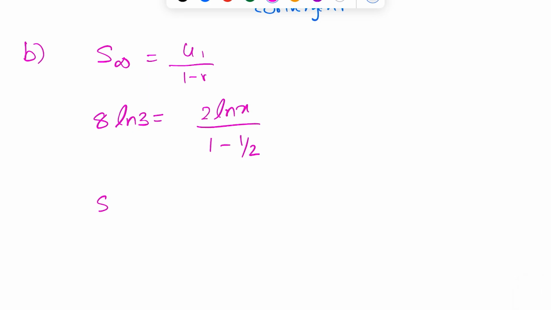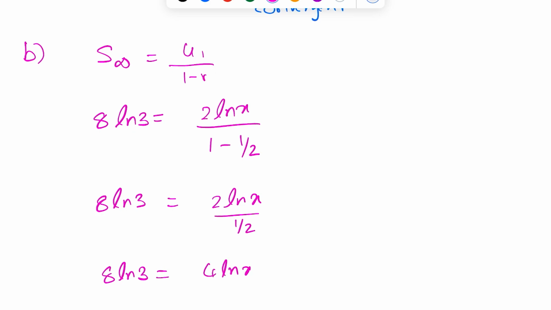So what does it become? 8 ln 3 equals 2 ln x upon 1 minus 1 upon 2, which is 1 upon 2. So 8 ln 3 equals 4 ln x. So ln x equals 2 ln 3. So ln x equals ln 3 square. So ln gets cancelled, x equals 9.